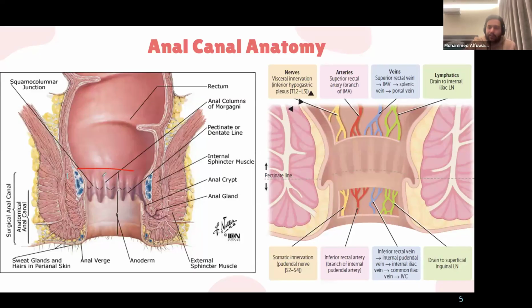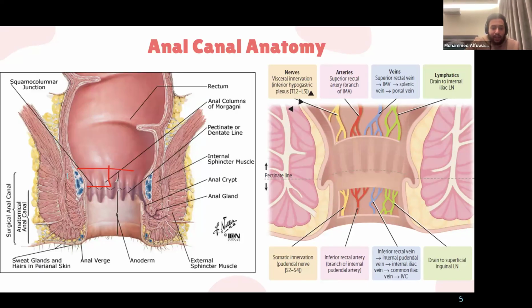Above the pectinate line or the dentate line, the type of epithelium is different. The epithelium is the glandular columnar epithelium that's in the rest of the GI tract. The blood supply of this area is coming from the inferior mesenteric artery. The venous drainage is portal circulation. This part of the anal canal has visceral nerve supply, so you won't feel pain. If there's anything over here, you won't feel pain. These are the important parts of it.